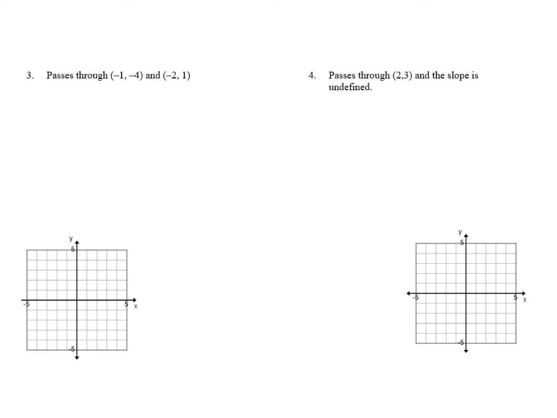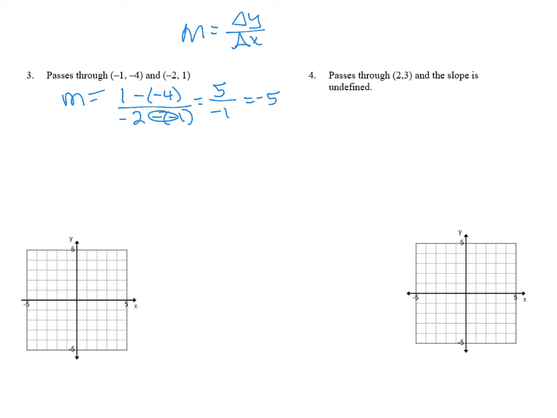Let's try a couple more. Now, please keep in mind that if you're given 2 points, the first thing you need to find is going to be the slope. And remember, the slope is the change in y over the change in x. So I'm going to subtract my y's, so 1 minus negative 4, over the x's, negative 2 minus negative 1. That's 1 plus 4, so that's 5. That's negative 2 plus 1, which is negative 1. So my slope is negative 5.